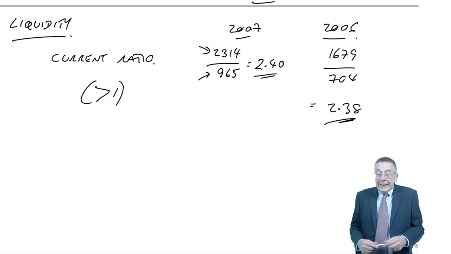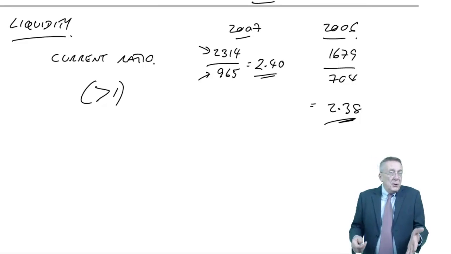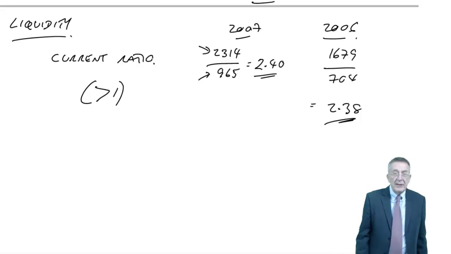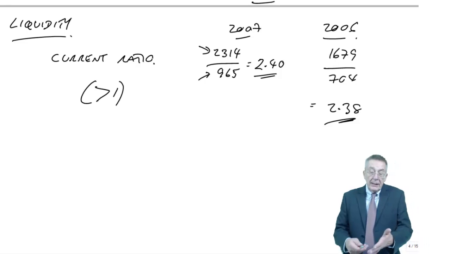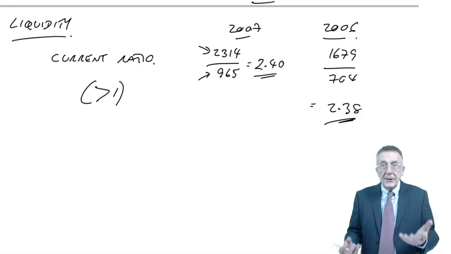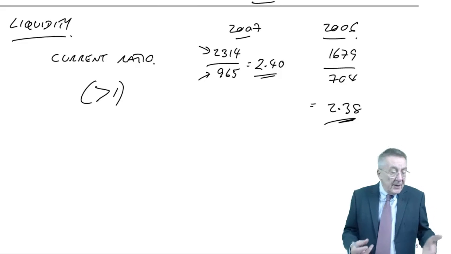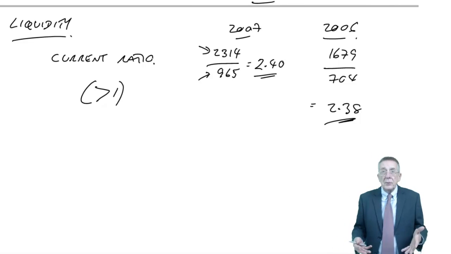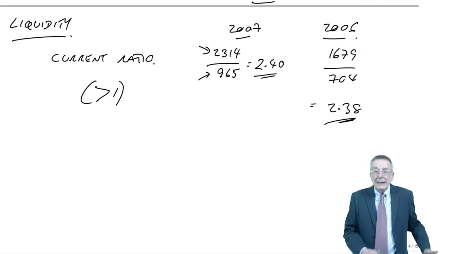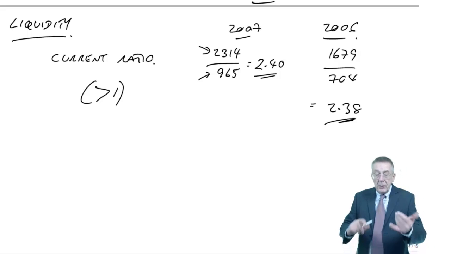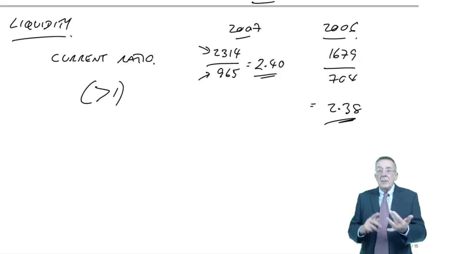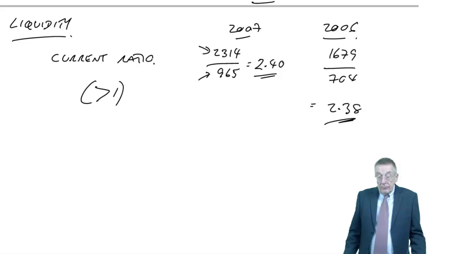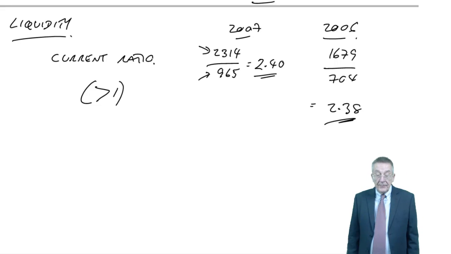Also, though, although we want it more than one, we don't want it too high. You don't want to have too much money just lying around if it's not needed. And what's a reasonable level really depends on the type of business. Some businesses need to carry very high levels of inventory. Some businesses have very high levels of receivables. Other types of business don't. And so it's a combination of things. We want it to be more than one. But again, to check whether 2.4 is a reasonable level, looking at similar businesses would be quite useful.